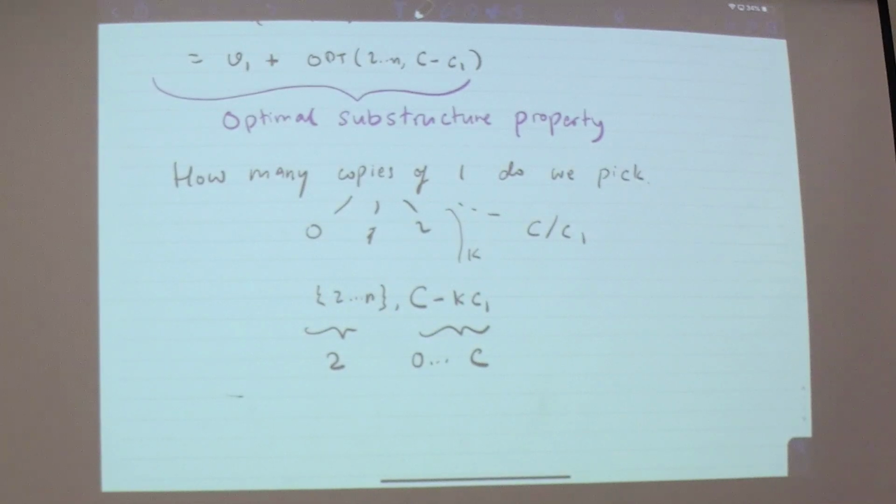How many total subproblems do I have? N times c, right? So the total number of subproblems is n times c, which is great. This is very good. This is exactly what we wanted. We wanted a small number of subproblems. Okay?